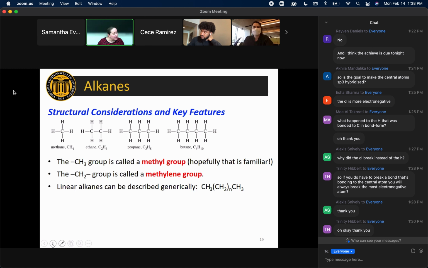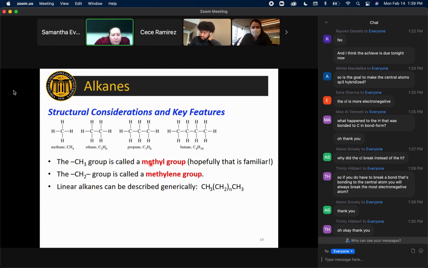So for alkanes, again, we're talking about hydrocarbons, things made up just of carbon and hydrogen, where there are no pi bonds. No double bonds, no triple bonds, no pi bonds, only single bonds. You can see I've put the first 4 in the series of linear alkanes up on the slide here. If it's got just 1 carbon, it's methane. If it has 2 carbons, it's ethane. If it has 3 carbons, it is propane. And if it has 4 carbons, it is butane.